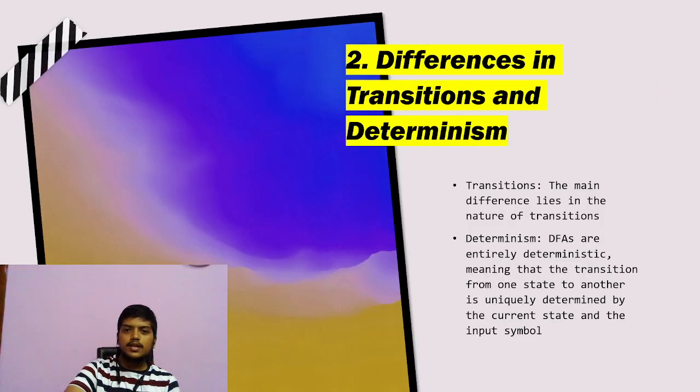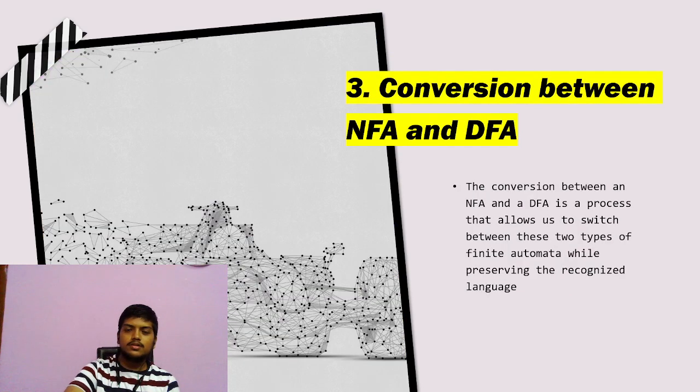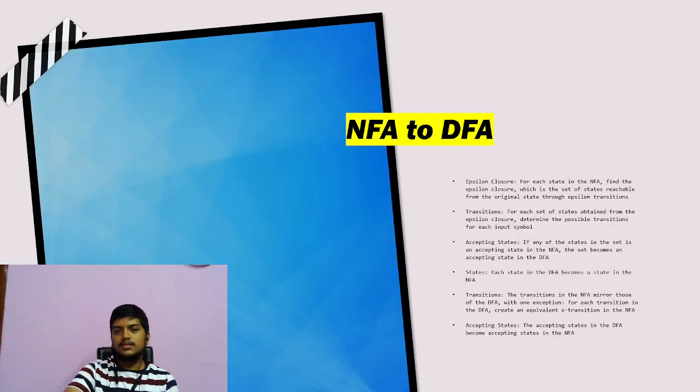Differences in transitions and determinism. Transitions: the main difference lies in the nature of transitions. Determinism: DFAs are entirely deterministic, meaning that the transition from one state to another is uniquely determined by its current state and the symbol from its input. Conversion between NFA and DFA is a process that allows you to switch between two types of finite automata while preserving the recognized languages.